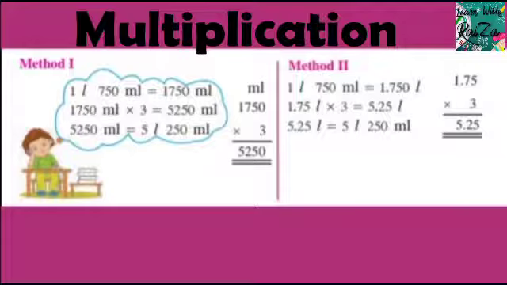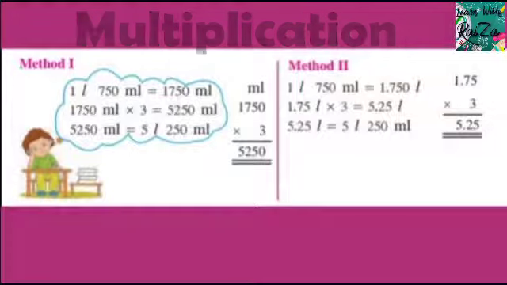So in the first method, what did I do? I converted the question, what they are asking to multiply, into milliliters, and I got the answer in liters and milliliters. In the second method, I converted the question into liters and I got the answer in liters and milliliters. So let's move to the third method.